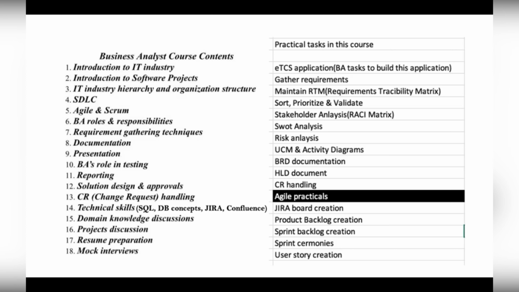Currently 80% of the software companies are trying to utilize agile and scrum methodology. So our emphasis will be more on agile and scrum methodology, because waterfall methodology is nowadays not dominant in the market.